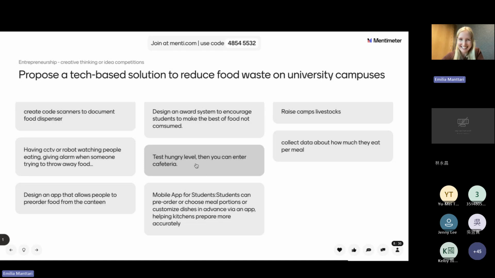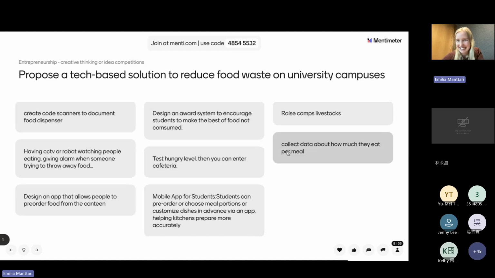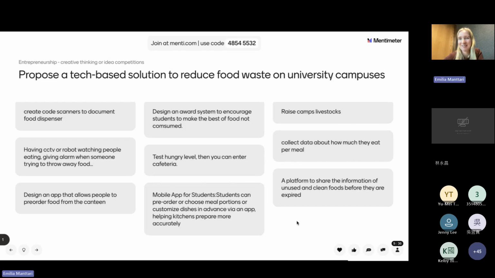Then we also have test hunger level, then you can enter cafeteria. That's a really fun one. I love that. Collect data about how much they eat per meal. Yeah. A platform to share the information of unused and clean foods before they are expired. Cool. Mobile app for students.